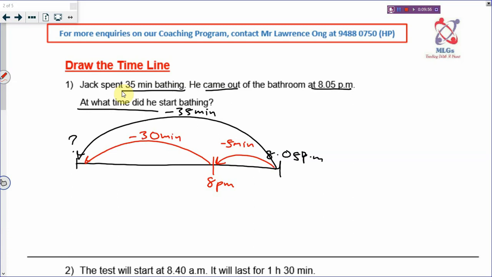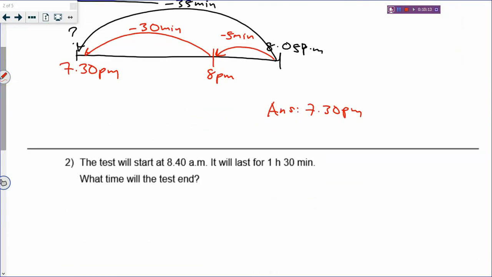So you go back 30 minutes, that will be 7:30 p.m. So what time did he start bathing? So your answer will be 7:30. So this is a very simple timeline that you should have learned at primary 3. So let's look at a few more examples.